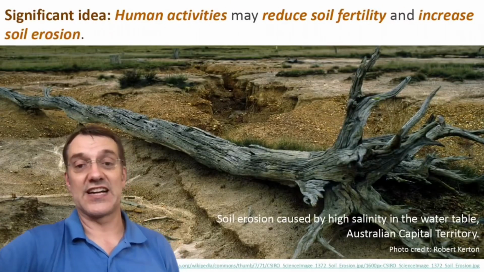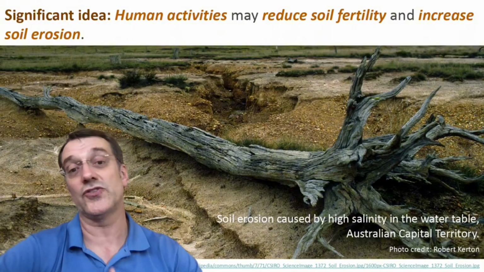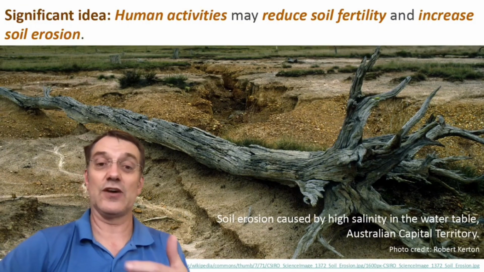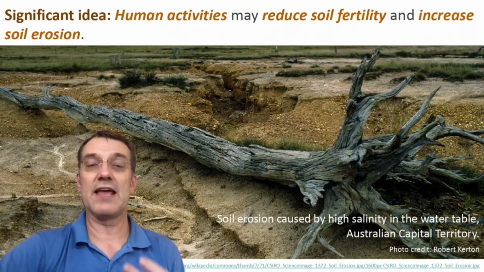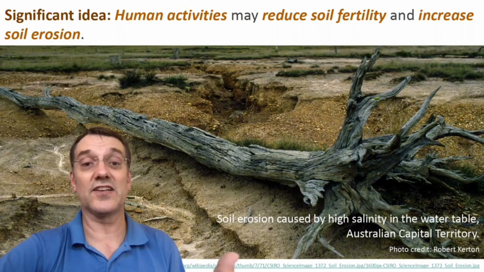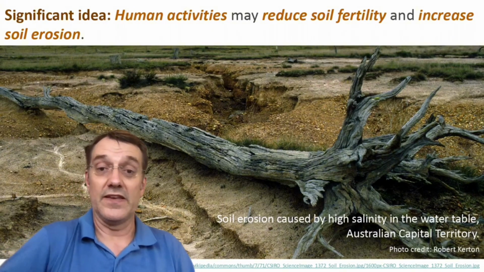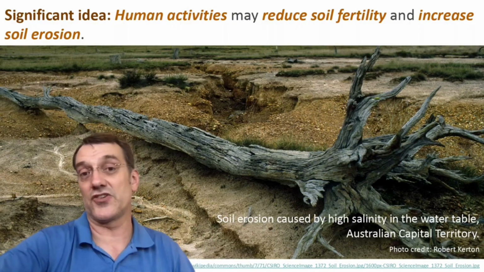Our second significant idea states that human activities may reduce soil fertility and increase soil erosion. When we examine erosion in this landscape, we can see how soil degradation often results from changes in land use patterns and management practices. Here's a stark example of soil erosion caused by high salinity in the water table from Australia's capital territory. This shows how human activities can trigger a cascade of soil degradation processes.